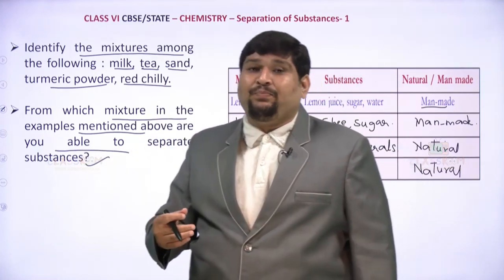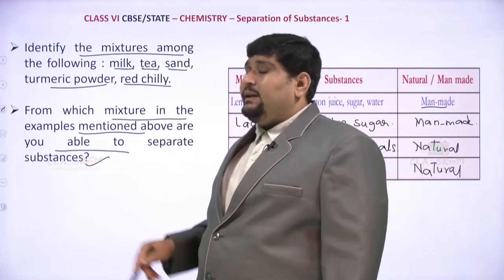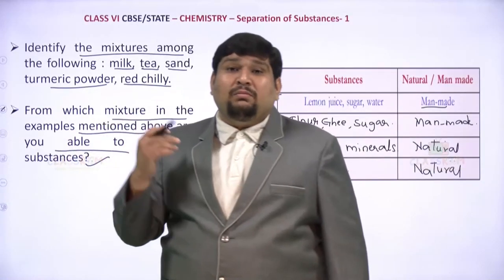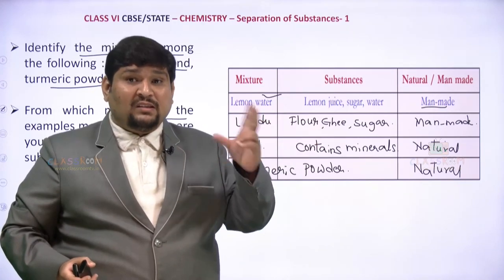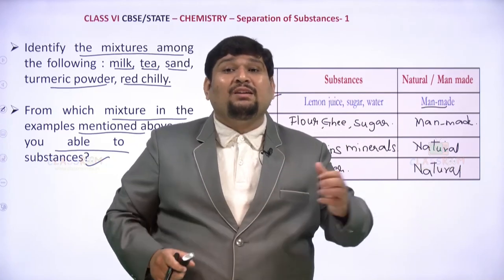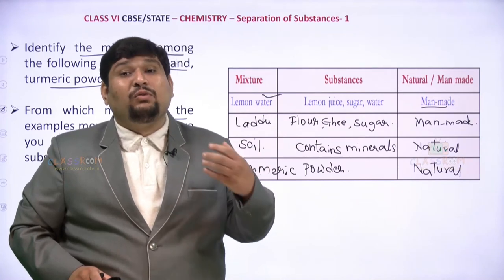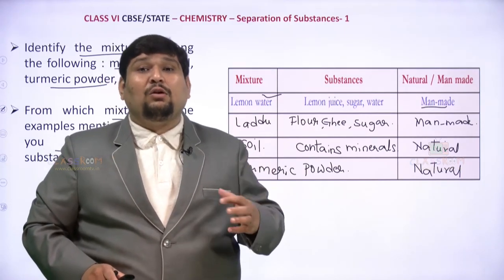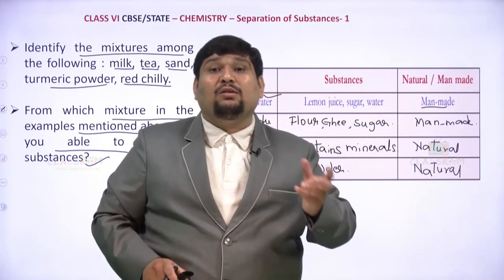So what kind of suitable techniques are you going to use here to separate those components? From which mixtures in the examples mentioned above are you able to separate the substances? Here you need to find which suitable methods you are going to use to separate the different components present in a particular mixture. Because when we just see them, we are unable to differentiate or find all those components which are mixed up or dissolved properly in such mixtures. When we are unable to see it through our naked eye, we need to go for different methods or techniques where we try to separate those components present in it, because the combination of substances, more than one, is called a mixture. So we try to identify which of the following mixtures are natural or man-made.